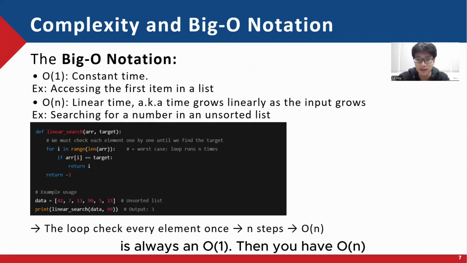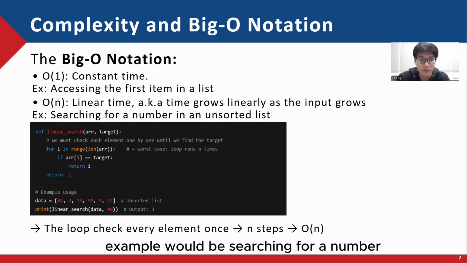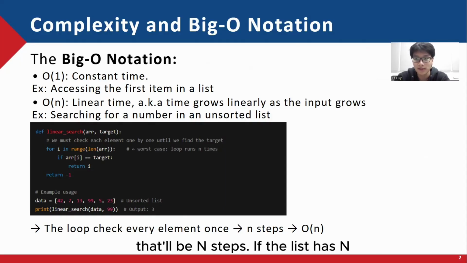Then you have O(n), which is linear time, which means time grows linearly as the input grows. An example would be searching for a number within an unsorted list. As you can see in the code below, the loop checks every single element once. So that's n steps if the list has n elements, so that's O(n). If the list increases to 2n, that's 2n steps. If the list increases to n plus 1 elements, that takes n plus 1 steps.